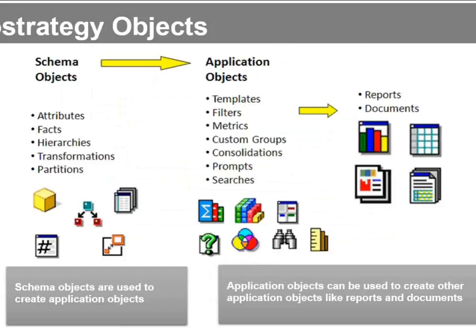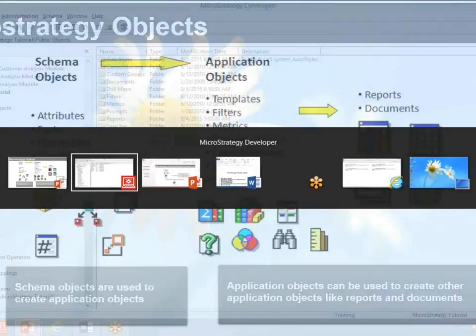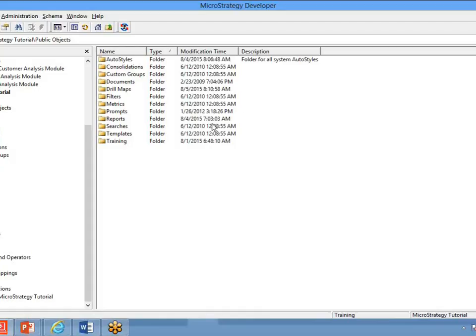Once you're done with the schema objects and the application objects, thereafter you can start creating your reports, documents, and dashboards. So if I come back to the MicroStrategy desktop, you will see all the folders over here. Whatever schema objects you have, those have been listed in the folders over here. Whatever public objects or application objects you have, for each object type you have a separate folder. So you can save all your objects to the corresponding folder locations, and that would become easy to maintain.